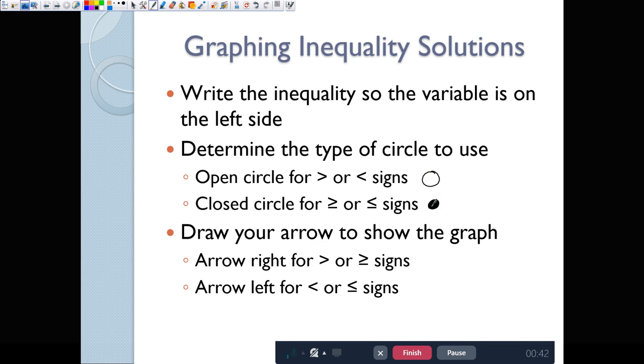Then we draw the arrow showing the graph, because it includes everything that is in that direction. So if it's greater than or equal to, it's going to go to the right. If you look at your greater than and equal to symbols, you see this little pointy part, the vertex? The direction it's pointing is the direction that you're going to draw your arrow. So that's really nice. And then less than or equal to is going to go to the left. Just the same thing: the vertex of my inequality sign, the direction it's actually pointing is the direction your arrow is going to go.